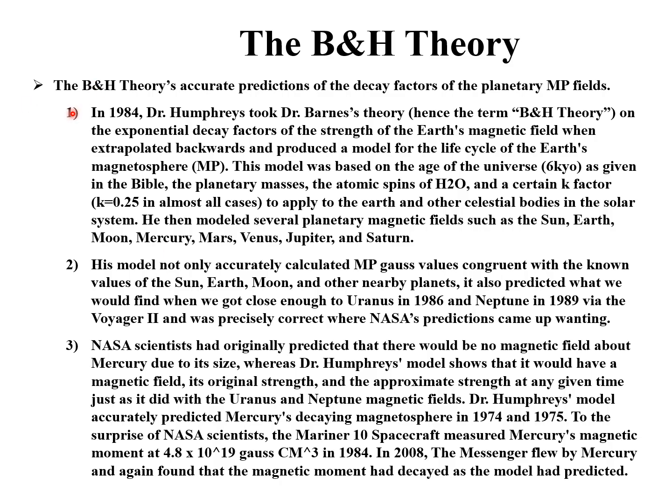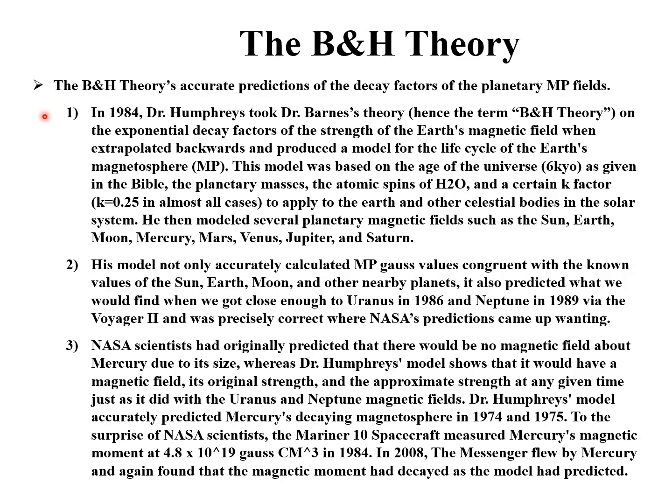The B&H theory's accurate predictions of the decay factors of the planetary and magnetic fields continue. In 1984, Humphreys took Dr. Brown's theory, hence the term B&H theory, on the exponential decay factors of the strength of the Earth's magnetic field when extrapolated backwards and produced a model for the life cycle of the Earth's magnetosphere. That's what we just looked at. This model was based on the age of the universe, 6,000 years old, as given in the Bible, the planetary masses, the atomic spins of H2O in particular. We got that from the Bible. Which atom would you use?